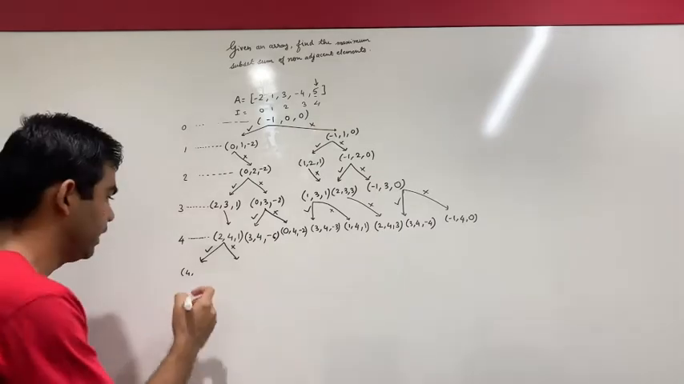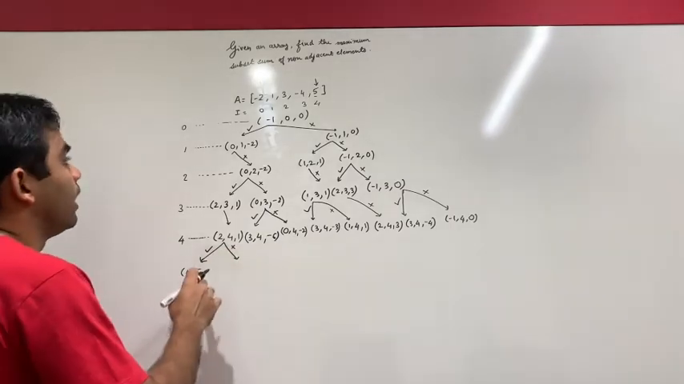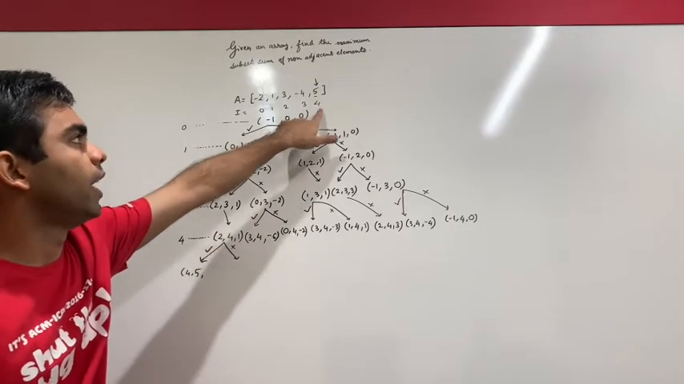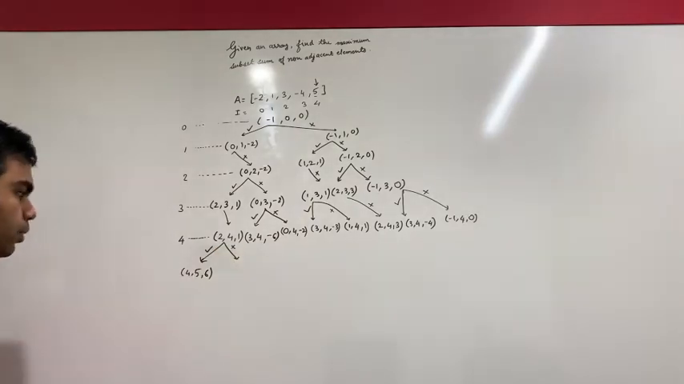I'll increment my current index to 5 and I'll add the current sum to the value at the index equal to 4. So this will be 6.